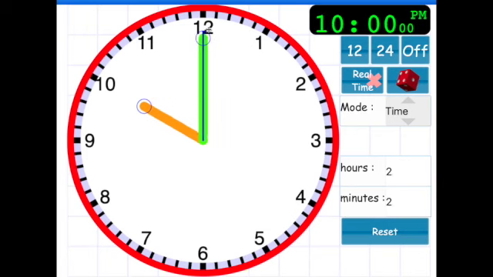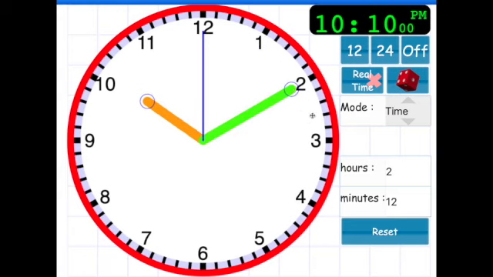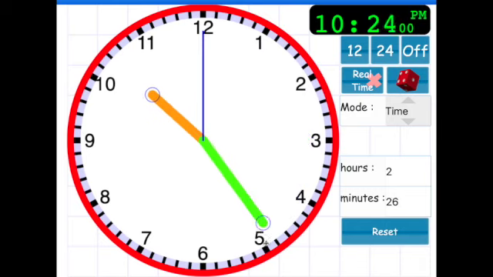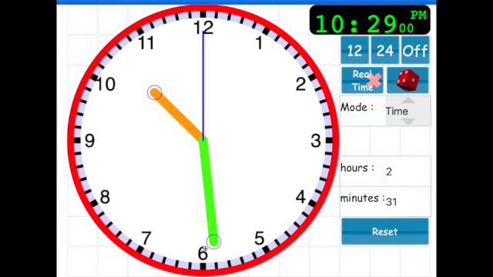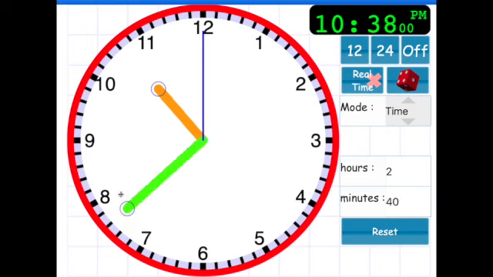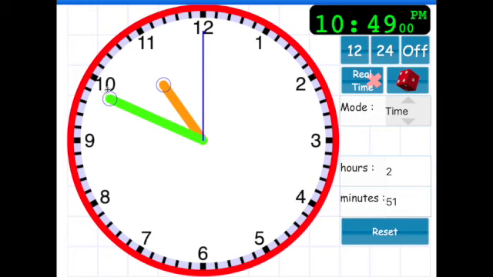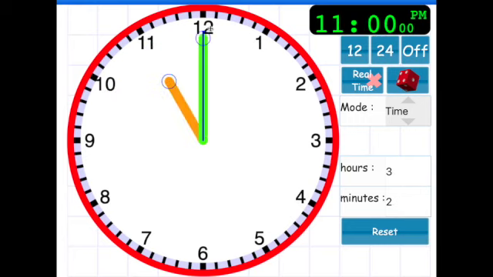But this time, we're going to say how many minutes past it is. Okay, so 5 past, 10 past, quarter past, 20 past, 25 past, half past, 25 to, 20 to, quarter to, 10 to, 5 to, o'clock. And let's try that again.